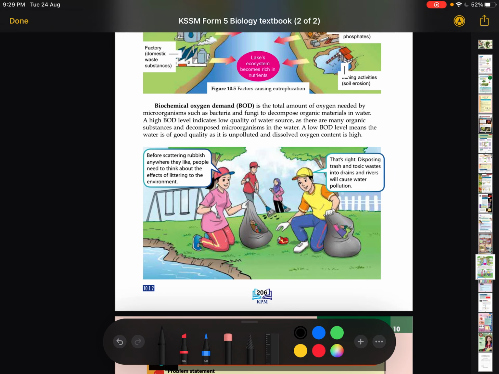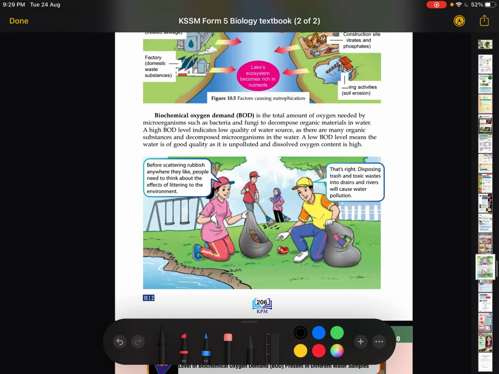So what is BOD? What is biochemical oxygen demand? It is the total amount of oxygen needed by microorganisms to decompose organic materials in water. So what that means is, BOD is how much oxygen the decomposer needs to decompose everything in the water. If there are no dead bodies, then you don't need oxygen to decompose. But if there are a lot of dead bodies, then you need a lot of oxygen to decompose. So if there's a lot of dead bodies, that means your water is bad. If there are no dead bodies, that means your water is good. So it indicates how good your water quality is.